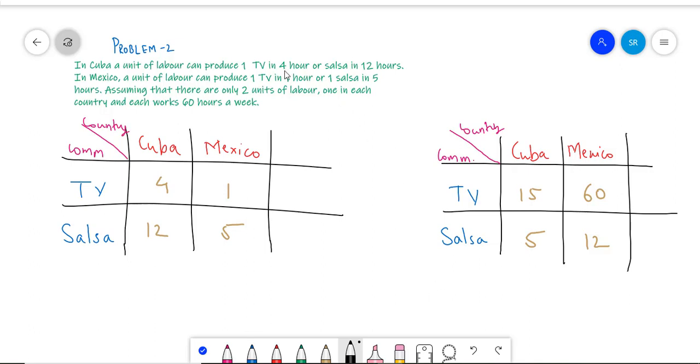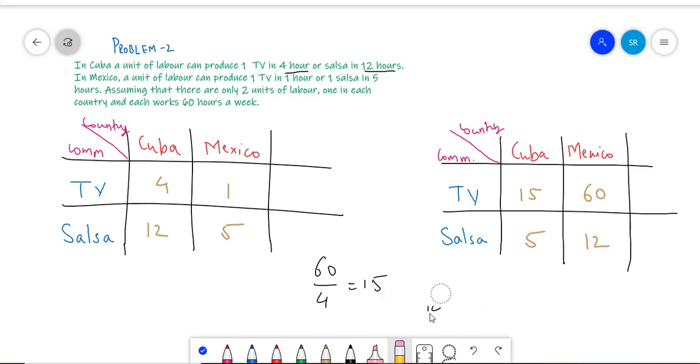1 TV takes 4 hours to produce, hence in 60 hours we can actually produce 15 televisions in a week. Similarly, if 1 salsa takes 12 hours in Cuba, then we can produce 5 units of salsa in a given week. And similarly, we can write the production units for Mexico as well.